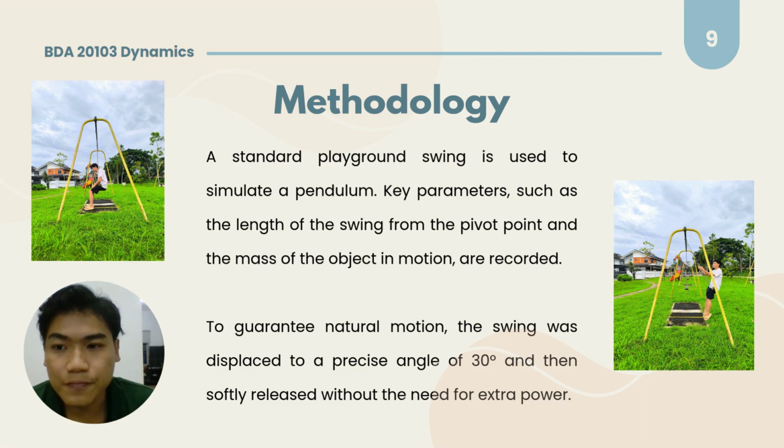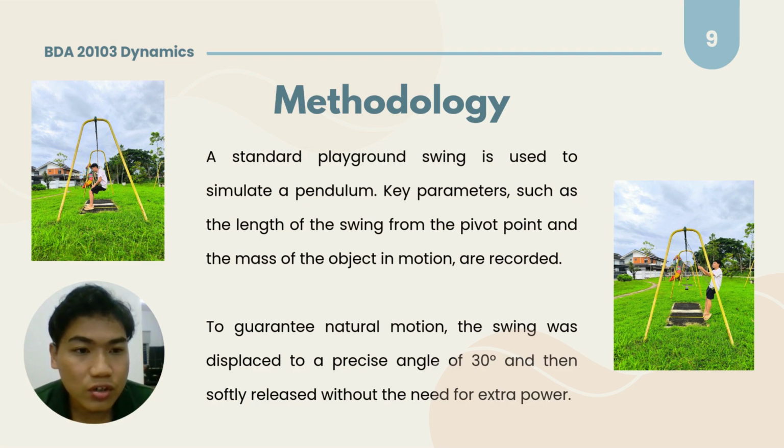The swing is displaced to a set angle and released without additional force. Observation focuses on the key points in the motion cycle: maximum displacement, equilibrium, and the transition in between. The speed and height of the swing at various positions are recorded using the standard kinetic equations.